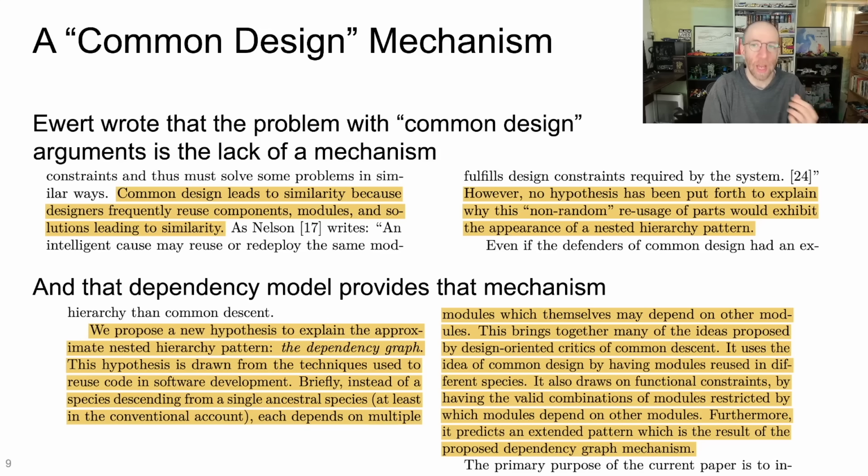Now, I've talked about this at length. There's going to be some resources on this link down below, but I just want to make sure we're clear before we go any further that common design doesn't work.